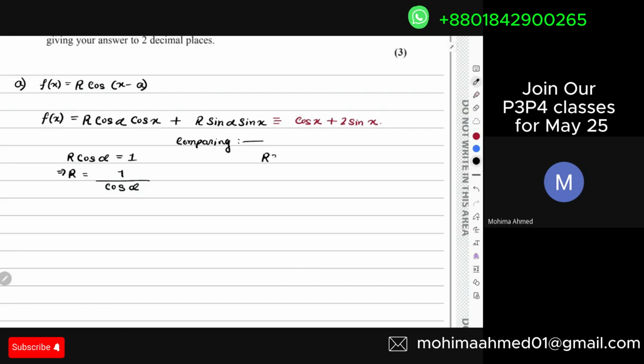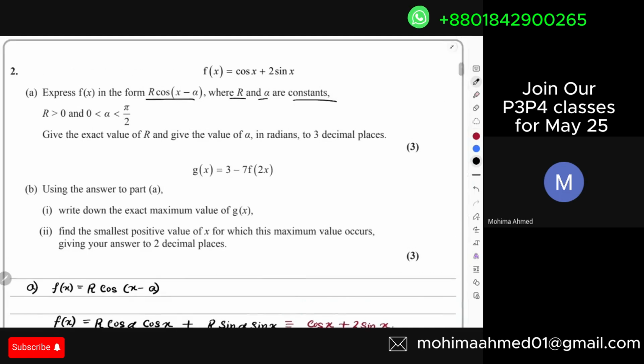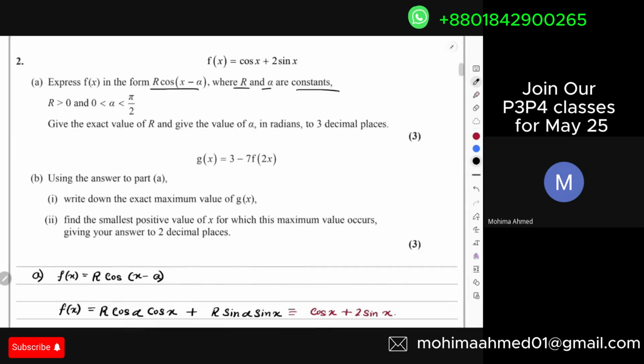So I can write r sin alpha equals 2, and from there I can write the value for r as 2 by sin alpha. So over here also r becomes 2 by sin alpha. In this case, I'm supposed to find the value for r and alpha first. Yeah, we're supposed to just find the value for r and alpha.